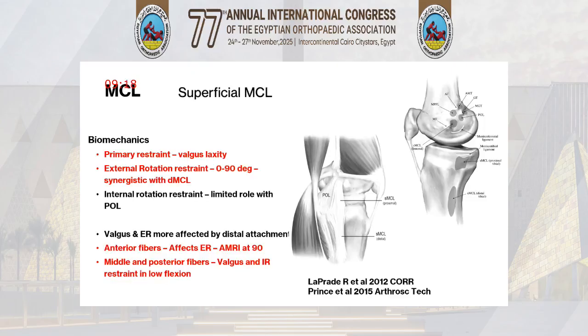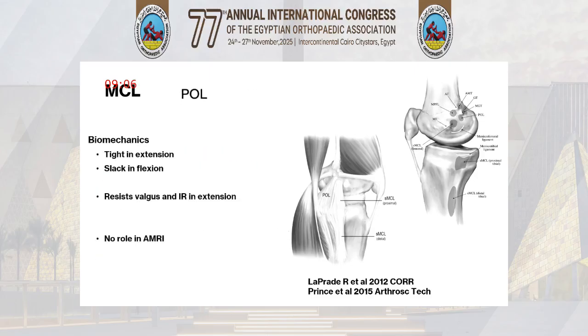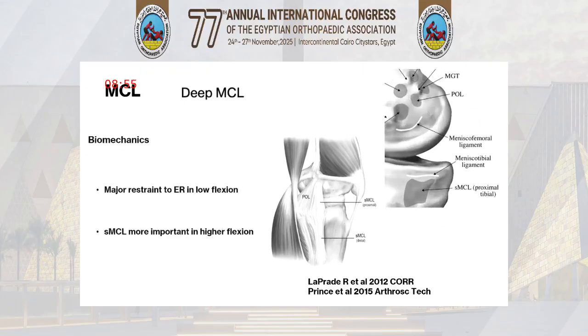Superficial MCL is the primary restraint to valgus and to external rotation along with deep MCL. Anterior fibers are important for rotatory instability. The posterior oblique ligament is tight in extension and slack in flexion and resists internal rotation. It has no role in anteromedial rotatory instability. Deep MCL is a major restraint to external rotation in low flexion, while superficial MCL is more important in higher flexion.